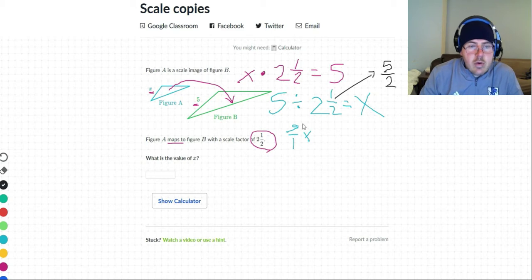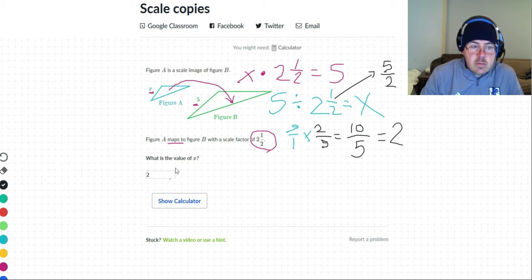Okay, so again, we're multiplying 5 over 1 times the inverse. We've got to flip this upside down because dividing by a fraction means you multiply by its inverse. So we have 5 over 1 times 2/5. So 5 times 2 is 10. 1 times 5 is 5. 10 divided by 5 is equal to 2. So that's what x should be.